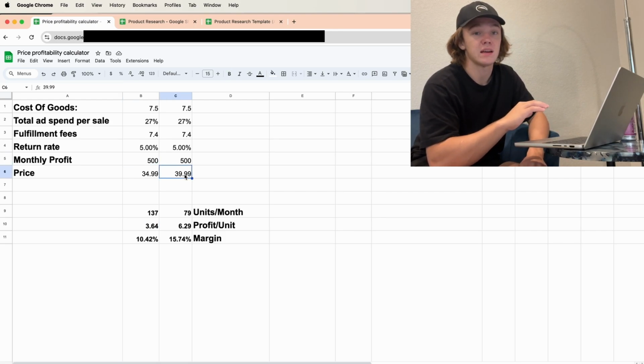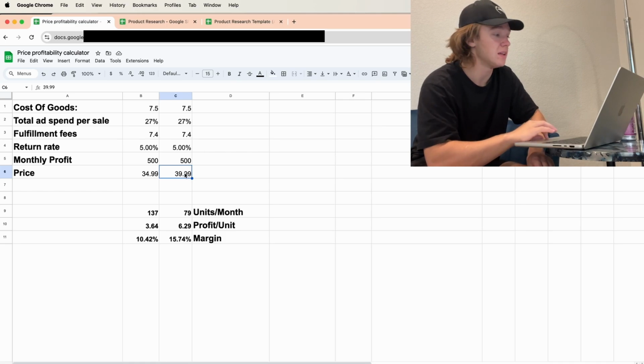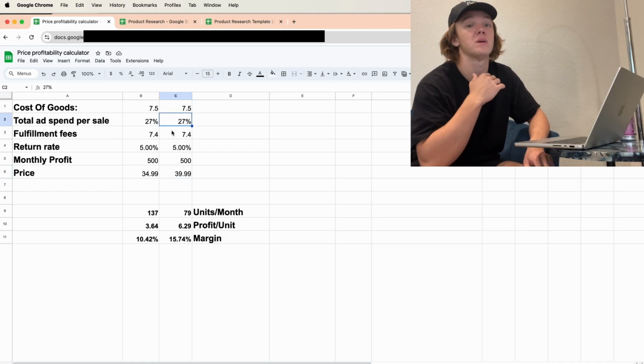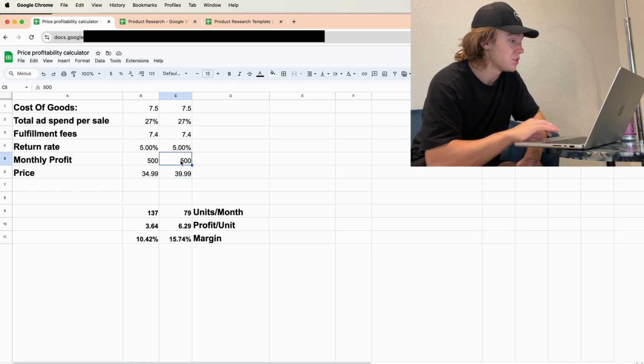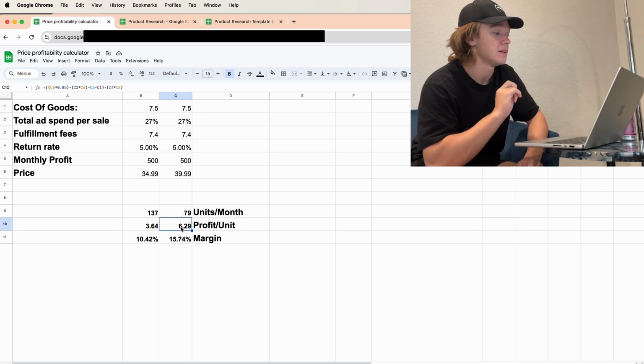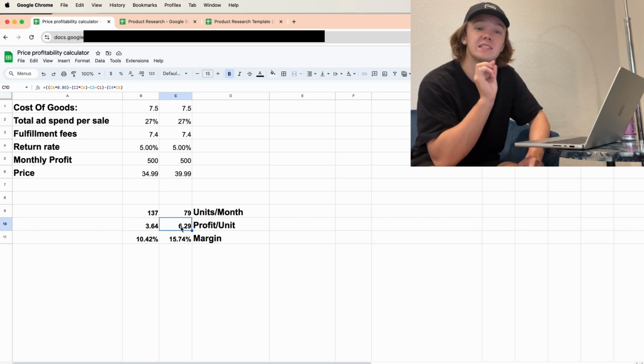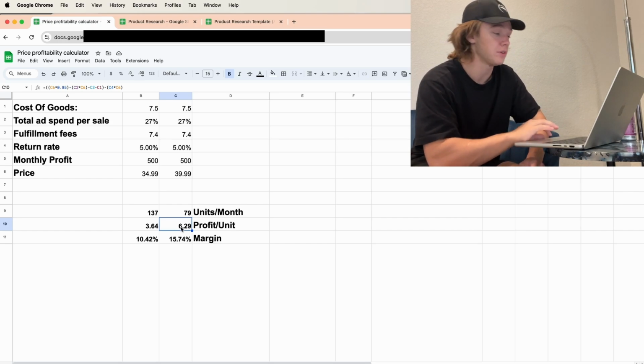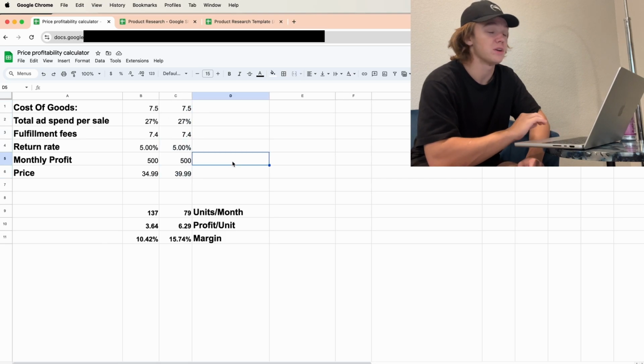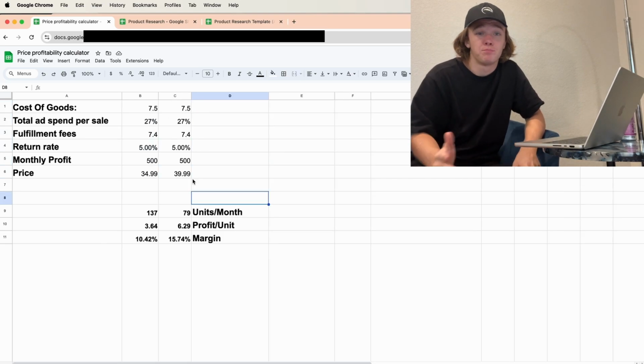And at $39.99, we're assuming TACoS scales with it, meaning we keep the same percentage. So we are spending more per sale. And in order to hit that $500 goal, he would need to sell 79 units a month at $6.29 in profit per unit. Now understand, this doesn't look like a huge difference, but that's a 73% increase in profit, assuming all these other metrics stay the same. As you can see, it's nothing game changing.